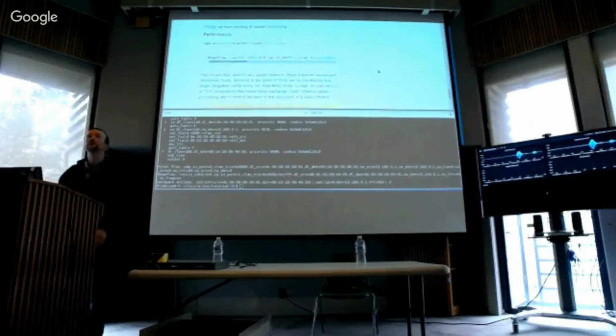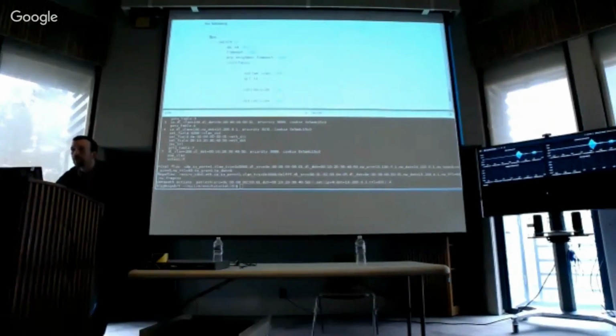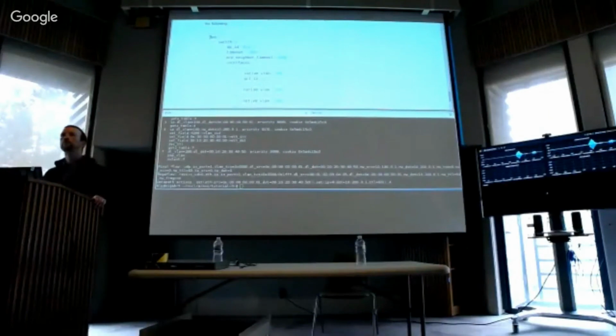In the last couple minutes I've got here, let me show something. Again, the TTL: if someone's messing with TTLs, you create one Megaflow for every TTL value. Mm-hmm. Yeah, they could, but if people are messing with TTLs that way, then I don't care if they get bad performance.